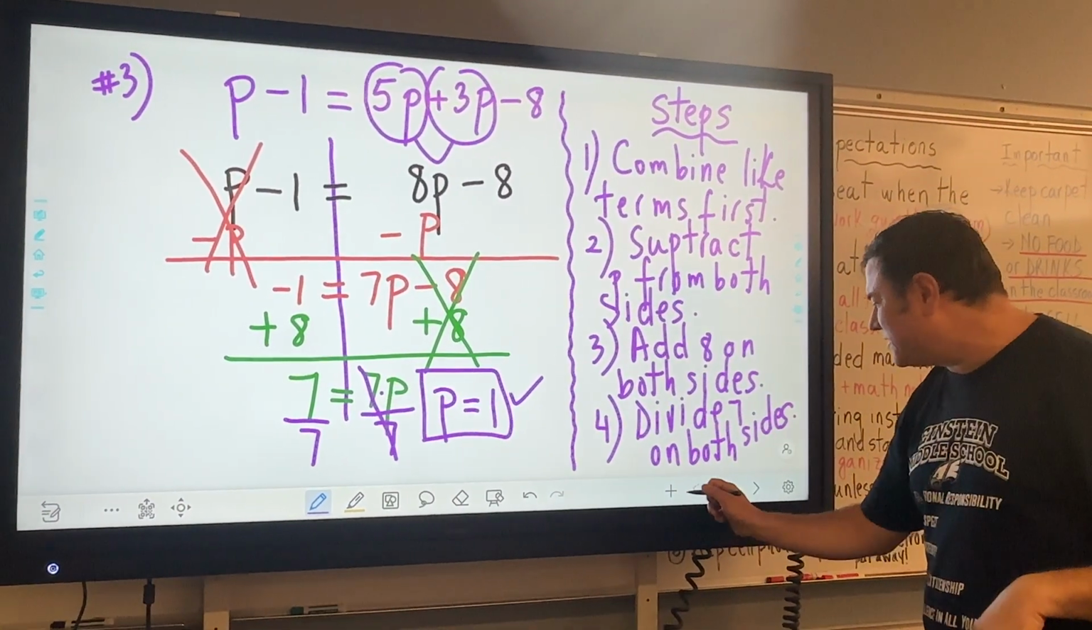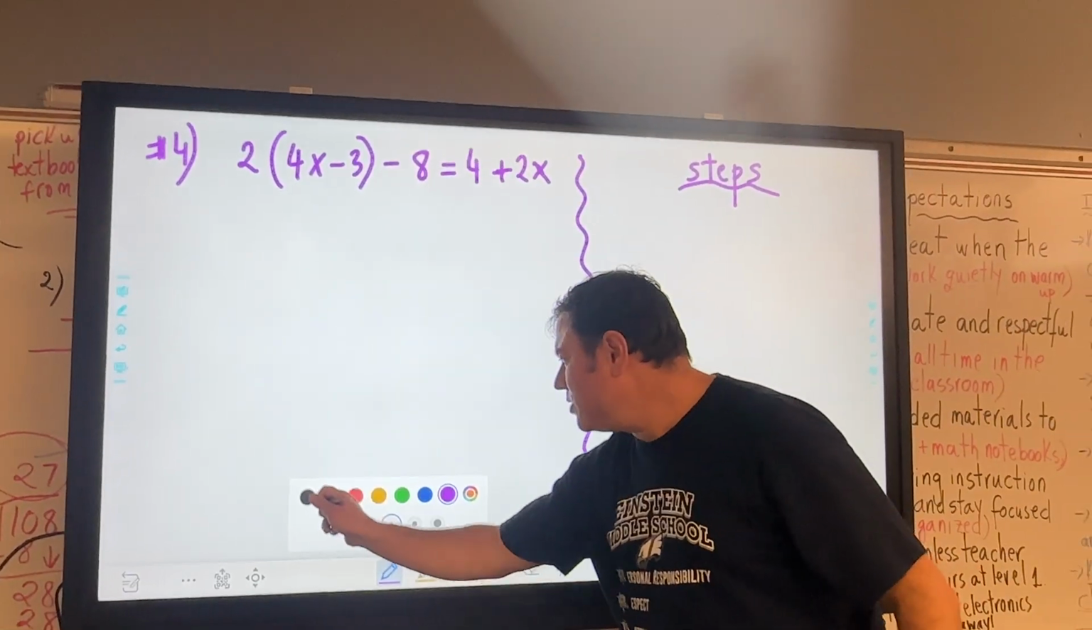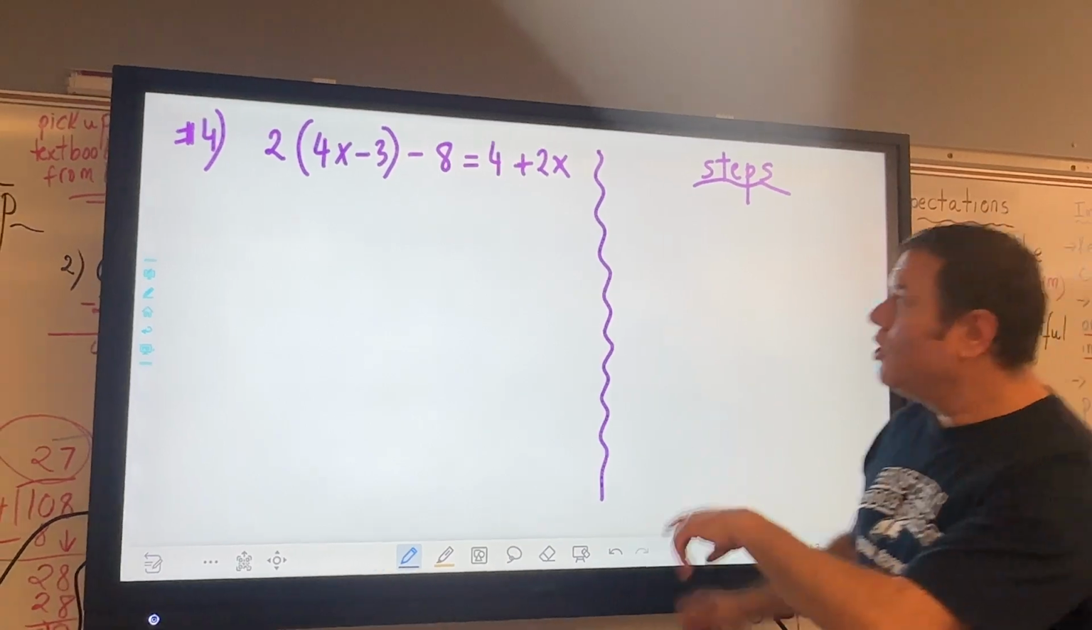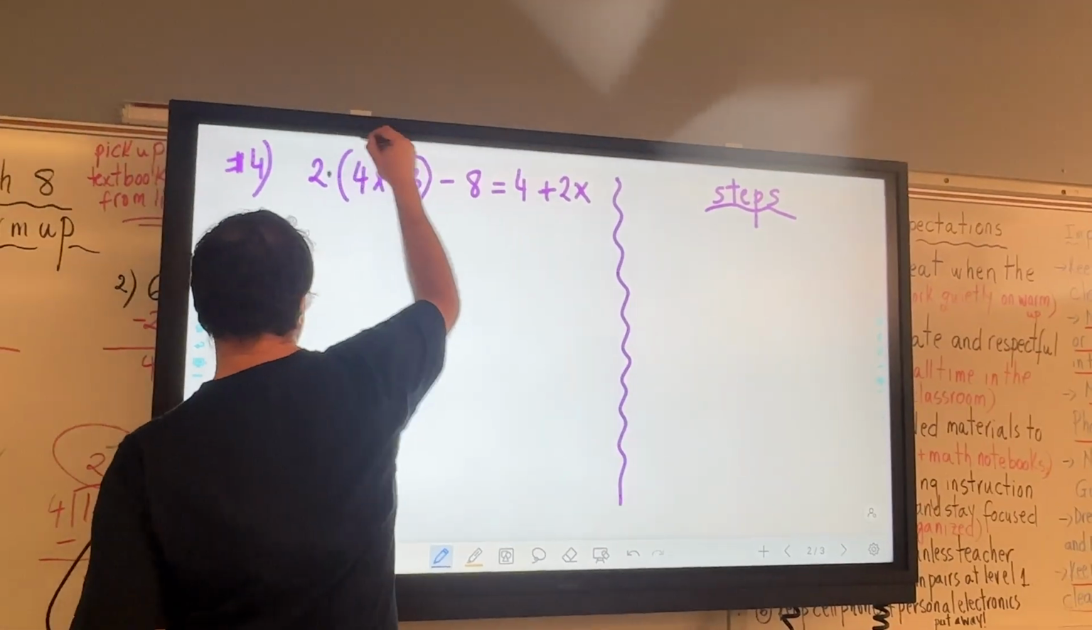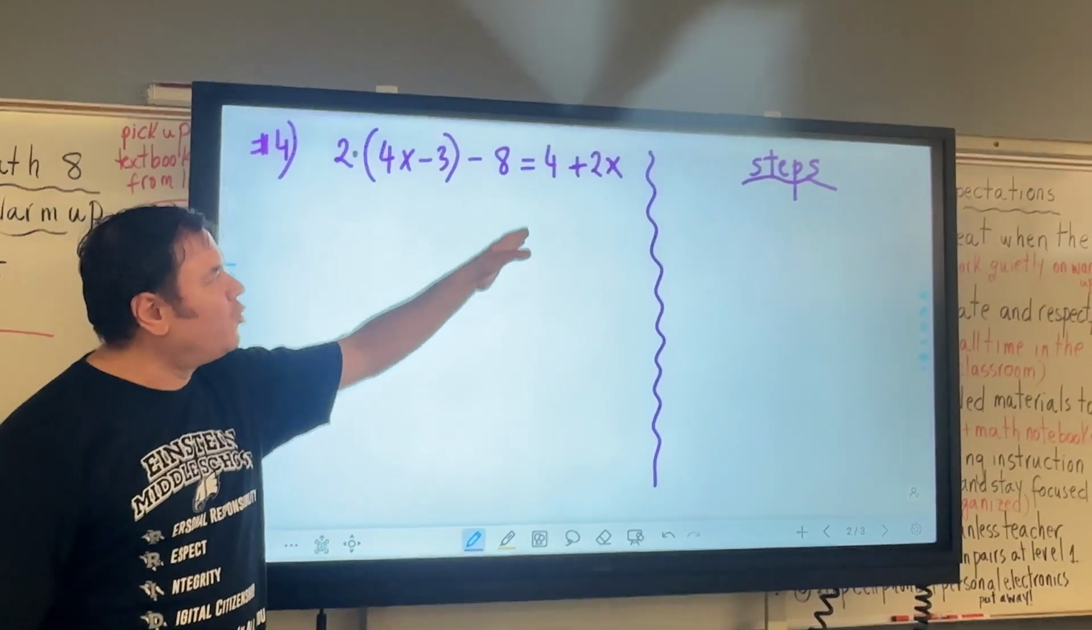Let's take a look at another example here. Take a look at this example here. So in this example, we have 2 times 4x minus 3 minus 8 equals 4 plus 2x.